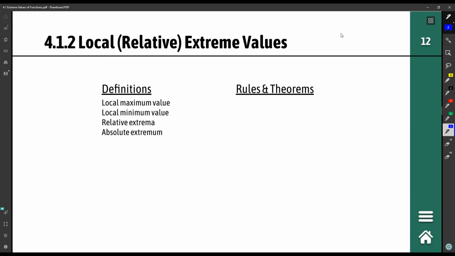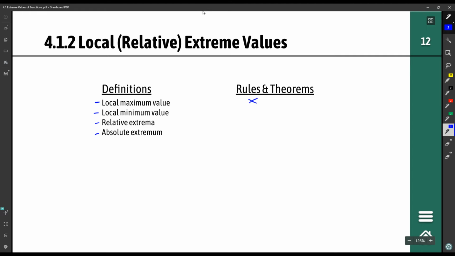Let's talk next about local or relative extreme values. In the last video, we talked about absolute or global extreme values. This time, we're going to look on a bit smaller scale. So we're going to talk about local maximum value and local minimum value as definitions. We're going to describe what we mean by the term relative extrema and then an absolute extremum.